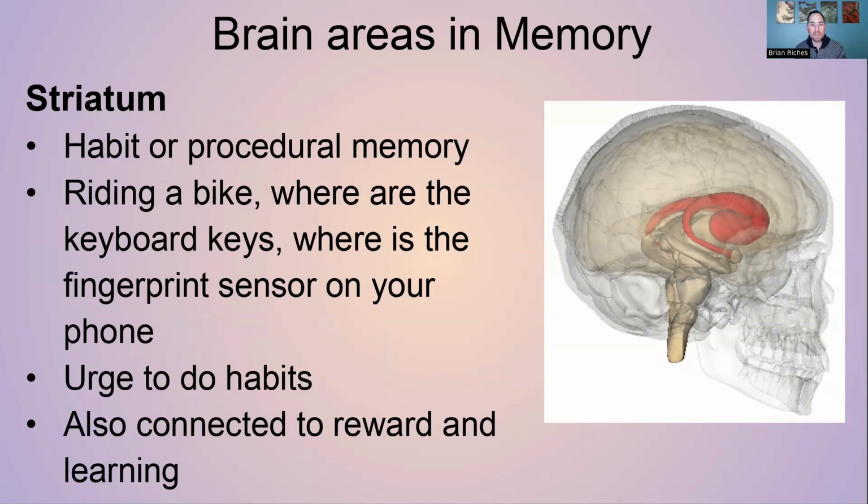What about your fingerprint sensor on your phone? If you pick up your phone and you touch the fingerprint sensor, it might change, right? You might need to learn a new pattern if you get a new phone. Oftentimes we're urged to do habits. Even connections to reward systems and learning are here in the striatum. So very important for a lot of memories. Maybe you can also see that there could be some connections related to addiction here as well. If we have habits and reward centers of the brain tied in through the striatum, it's an important piece of the addiction puzzle.